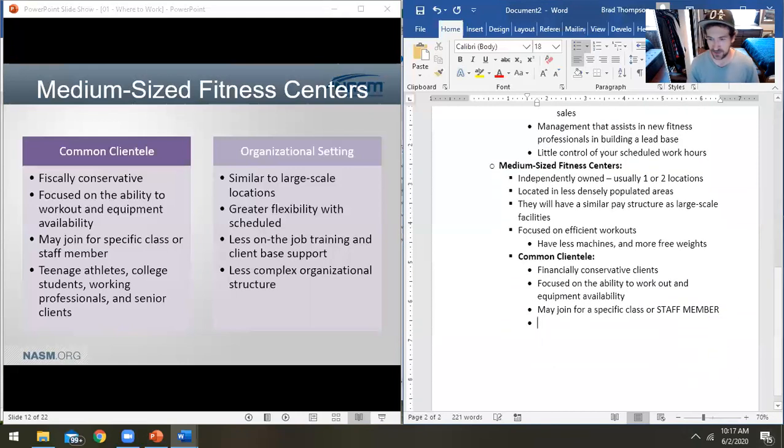And then a lot of times, you'll see a lot of college athletes here. Teenage athletes, college students, working professionals, and seniors. So you'll see a little bit less of the family thing, and that's usually just because most of these places don't have a kids club. So it's really hard for working class families to have a place to drop their kids off. But what that leads to is a lot of people who are actually there, again, to actually work out, and that's their main goal. So we're also going to see organizational settings are going to be really similar, just a little more personal.